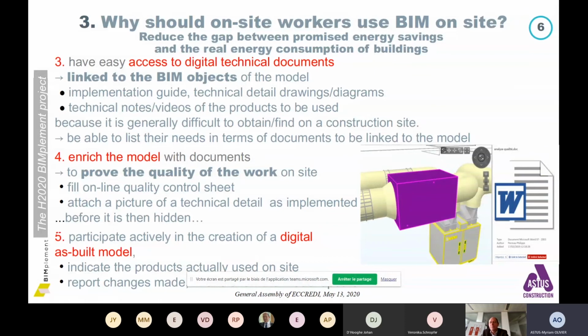And finally, they can participate in the as-built model and link documents of the real product that is being laid, or add the brand of the wall painting they've been using, and report any change from the model, always with the use of freeware viewers.